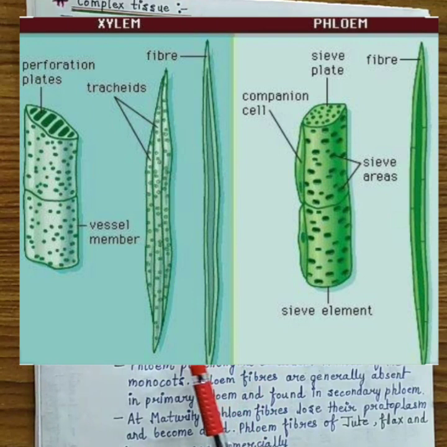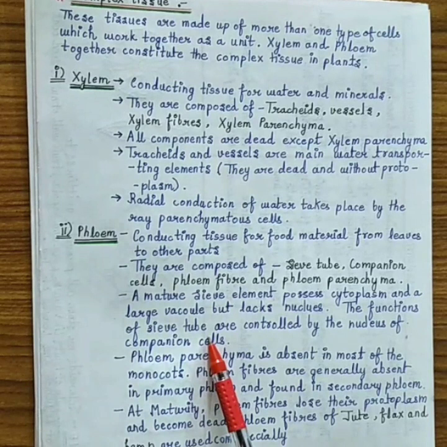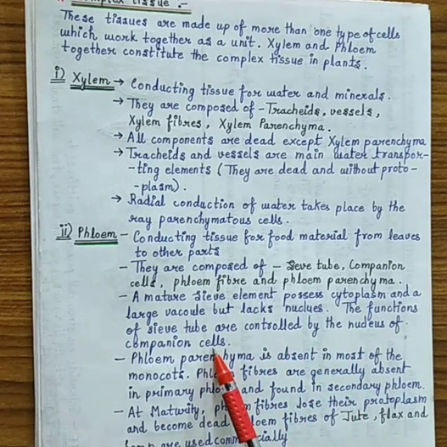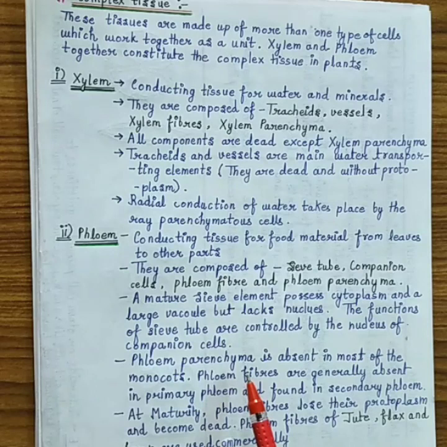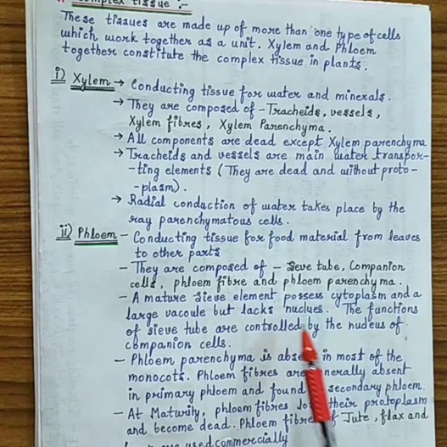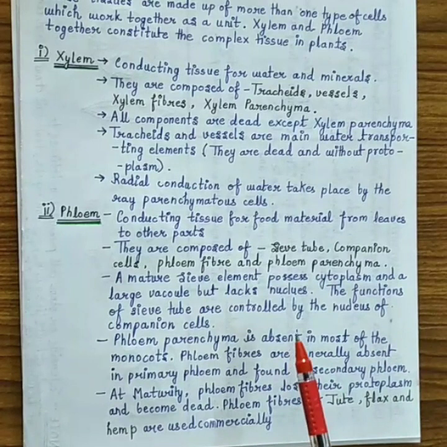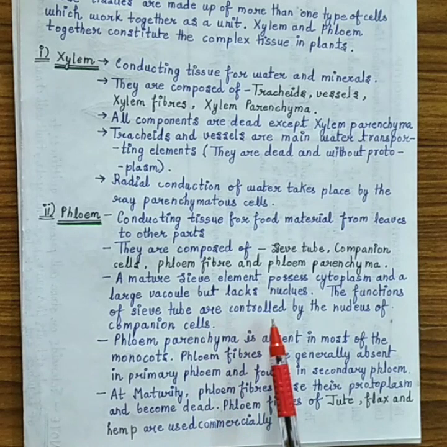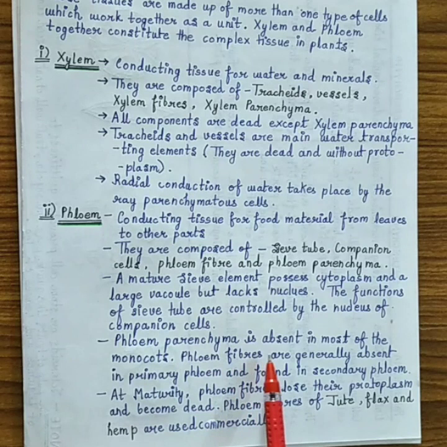So there is nothing to control the function of the sieve tube. For that, its function is controlled by the nucleus of the companion cells, which are situated just next to the sieve tube. That is why sieve tubes are helped by companion cells: they have cytoplasm and a large vacuole, but they lack a nucleus, and the nucleus which controls the function of a cell is essential for functioning. So the functions of the sieve tube are controlled by the nucleus of companion cells.